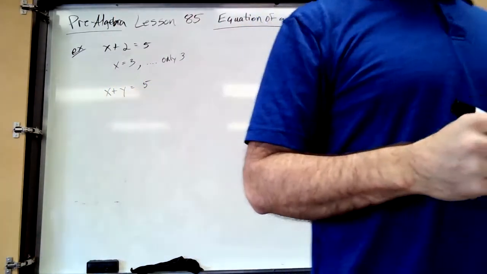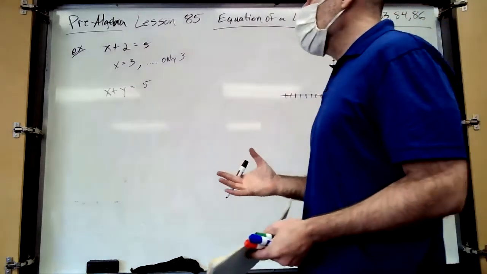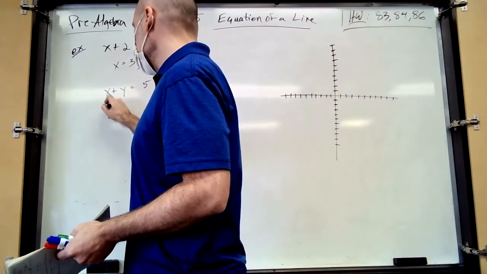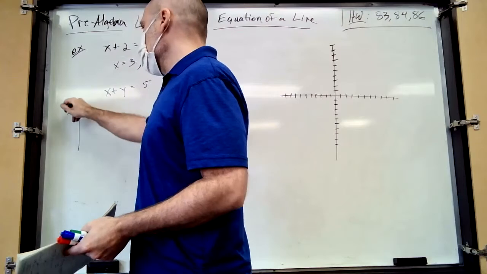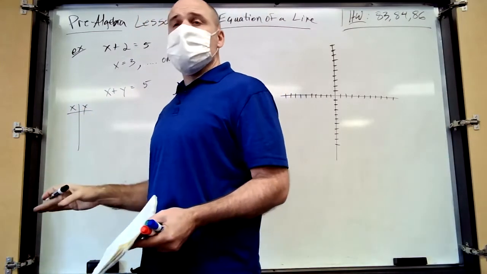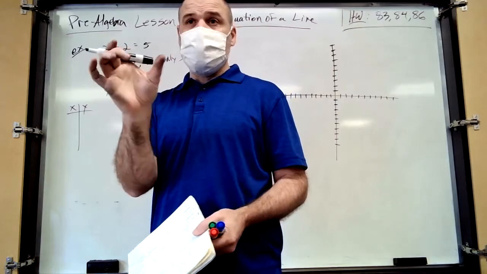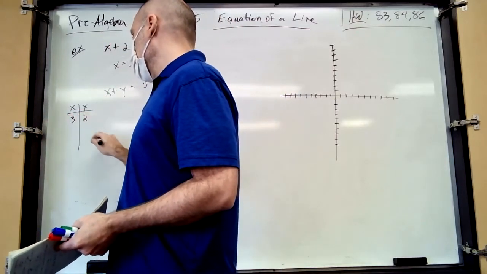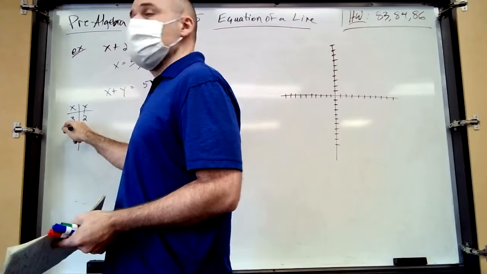Can't do it. Well, we can, it could be. But what two numbers equal 5? 3 and 2, 4 and 1. Remember doing this? Well, I don't know if we've ever done this, but let's just think of some x, y pairs that will work. 3 and 2, what else? 1 and 4.